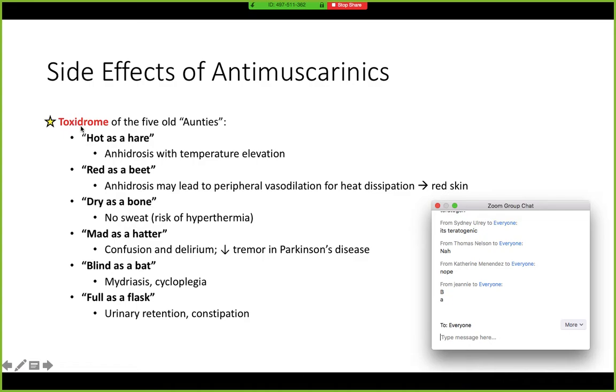As long as you remember your anti-muscarinic toxidrome, you should be able to recognize that it's anti-muscarinic as a stem. So just remember, hot as a hare, red as a beet, dry as a bone, mad as a hatter, blind as a bat, full as a flask. And think back to your anti-muscarinic side effects. So no sweating, peripheral vasodilation, so the person's going to be flushed, confused, and mydriasis, cycloplegia, because of the anti-muscarinic, and then also urinary retention.